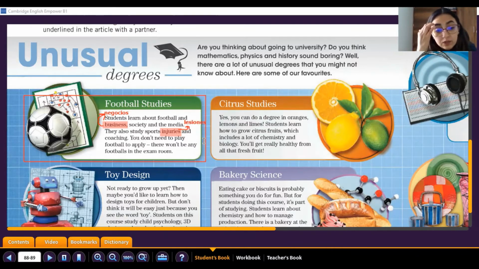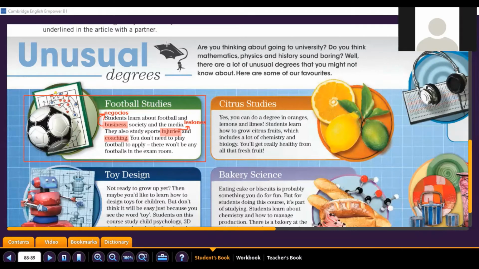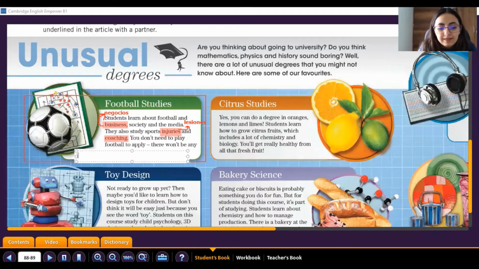And what do you think coaching is? Have you heard the word coach? Entrenador. Exacto, el coach es el entrenador, ¿no es cierto? Y en este caso tenemos coaching. La palabra coaching sería entrenamiento.